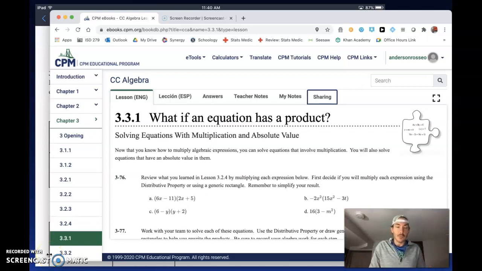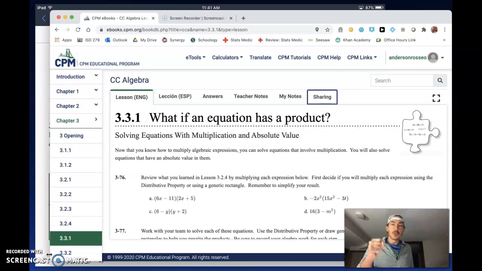Today we're going to get together and talk about section 3.3.1 from our CPM Common Core Algebra text. Our job today is to expand on what we did in section 3.2 and use the idea of writing things as a product to expand into solving. We're not going to be able to do it all yet, but we're going to be able to go further than we were before.